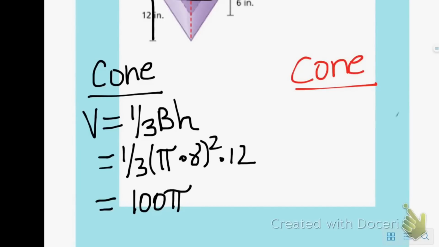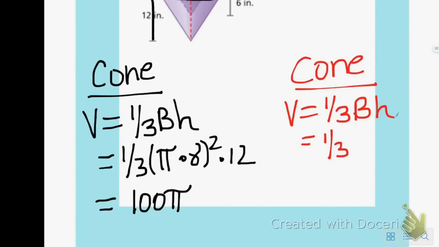Then I need to find the volume for my smaller cone. Again, I'm going to use the volume formula for a cone, and since it only has one base, I'm going to use 1/3 capital B times H. So I start with my 1/3. The smaller cone has a base that's also a circle, so I'm going to use pi r squared for the area of a circle. And the radius of my smaller circle is 4, so 4 squared. And the height of my smaller cone is 6. So I need to put that in my calculator. So 1/3 times pi times 4 squared times 6 gives me 32 pi.